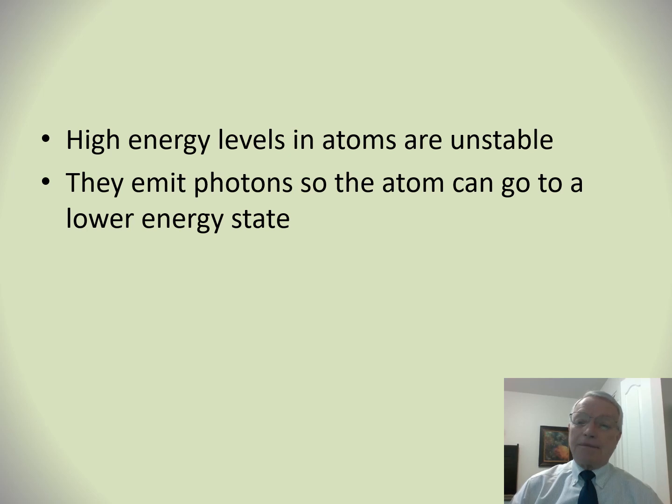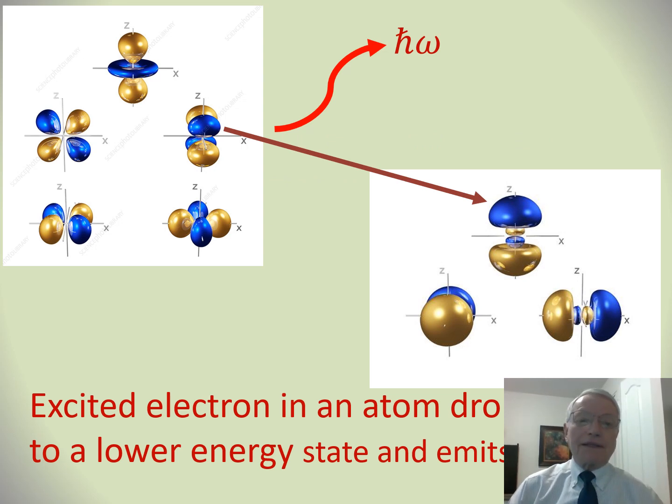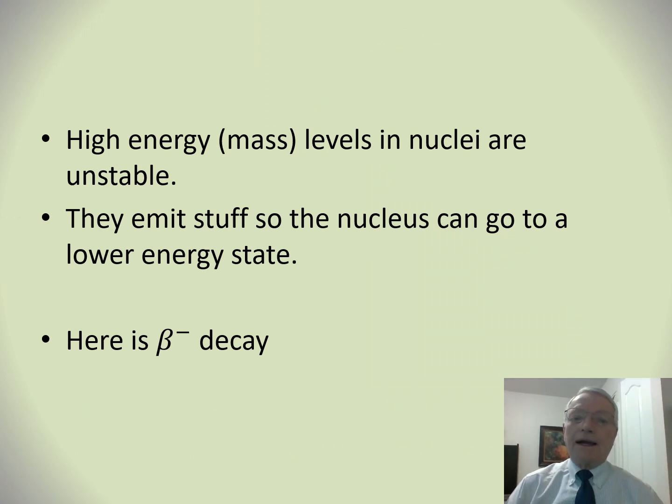High energy levels in atoms are unstable, and they solve that problem by having the electrons drop to a lower energy state and emit a photon. We're used to that now. It looks like this. There's a high energy state on the left with lots of wiggles, goes to a lower energy state on the right with not so many wiggles, and a photon comes out. High energy or high mass states in nuclei are also unstable, and they emit stuff so that the nucleus can go to a lower energy state, but they can emit more stuff than just photons.